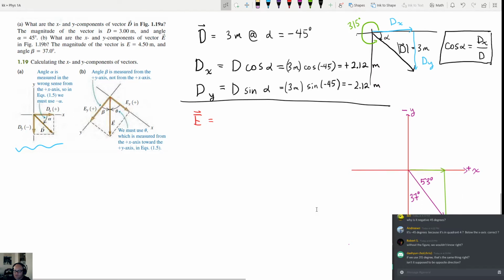Okay. Now, on our picture, I would say that this vector that's up here, we're going to call e sub x. This vector that's down here, we're going to call e sub y. I would argue they're both going to be positive, because ex is pointing in the positive x direction, ey is pointing in the positive y direction. So I'm just going to write it like this. So let's see, how long was e? E was 4.5 meters, right?